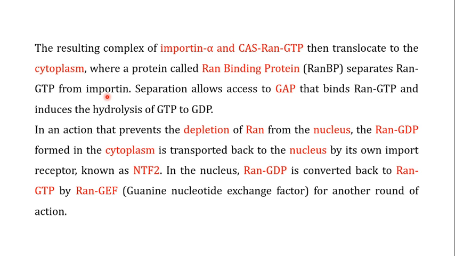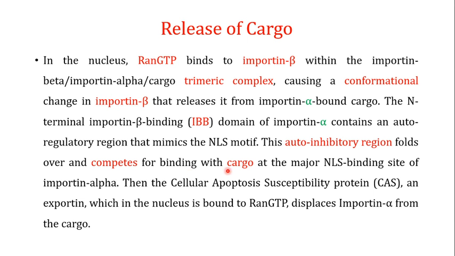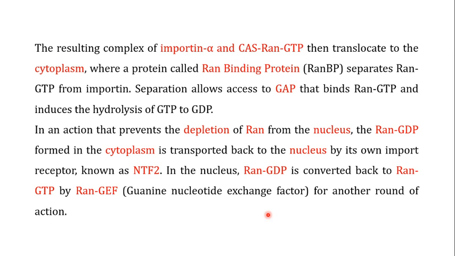So if you see over here, the cargo is released by the interaction of two things: the interaction of the autoregulatory region with the major NLS-binding site, and the interaction of the cellular apoptosis susceptibility protein, the CAS, which is already in complex with the RAN-GTP. So the complex of the CAS and the RAN-GTP and the autoregulatory region interact with the importin-α to release the cargo. But in this case, it is the importin-α that gets into interaction with the CAS RAN-GTP complex.